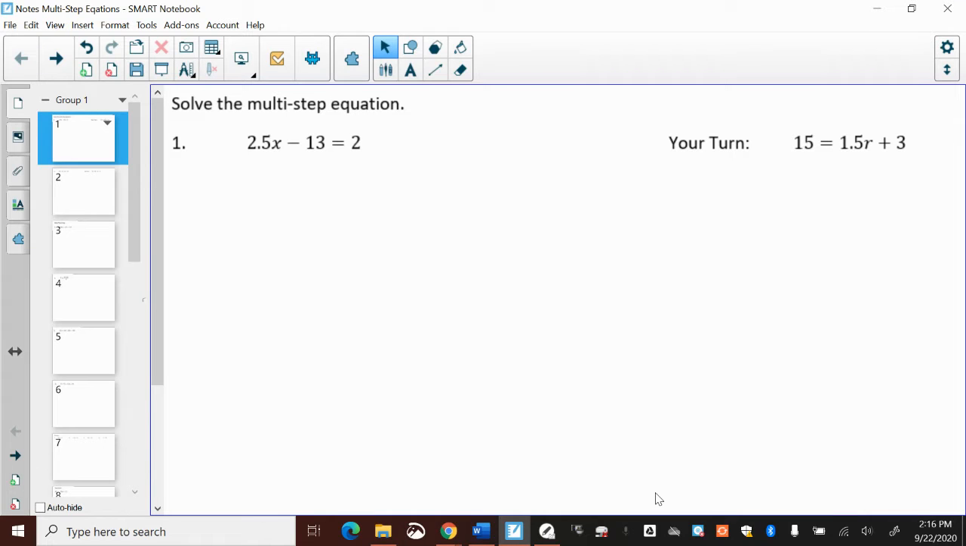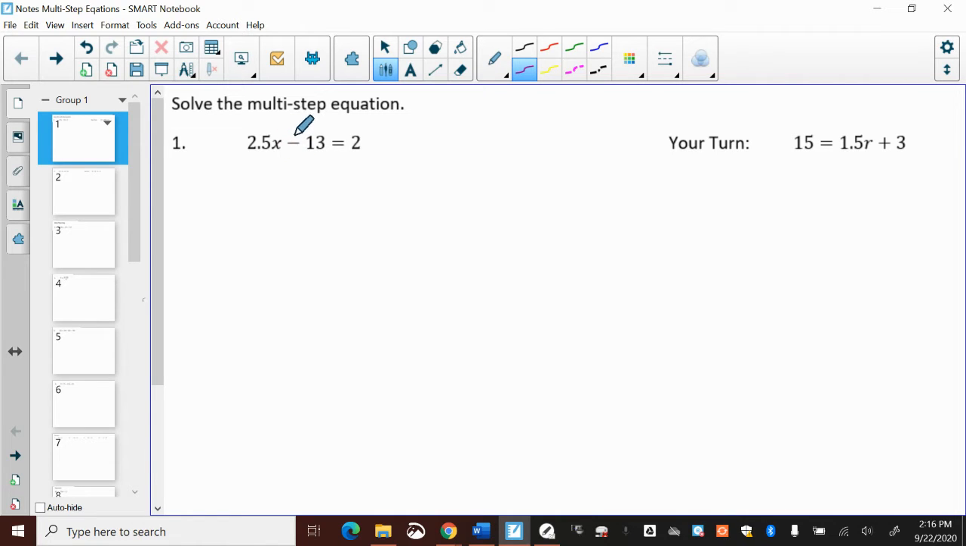Okay, guys, today we're going to be starting on our multi-step equations. But before we get there, I just want to do a couple of two-steppers with some decimals in there. Process is the same. You're allowed to use a calculator, so feel free to get one. You could always log on to Desmos.com and use that as well.